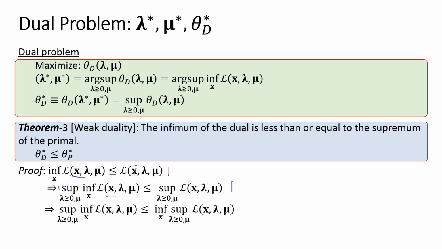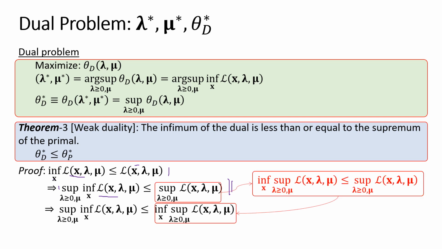If the left side is less than or equal to the right side for every x, then the left side must be less than or equal to the infimum of the right side. So we see that the left side is less than or equal to the infimum of the supremum of the Lagrangian. The left side is theta d star and the right side is theta p star. So we see that theta d star is less than or equal to theta p star, which is the statement of the theorem.